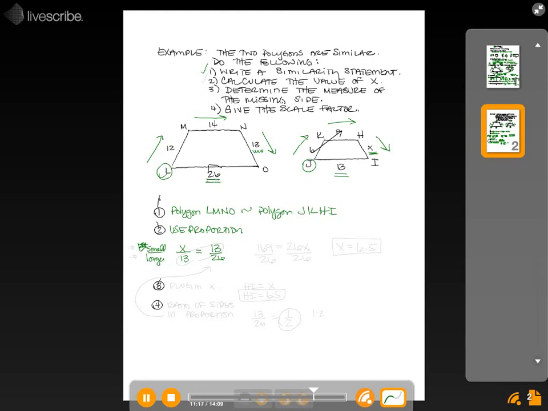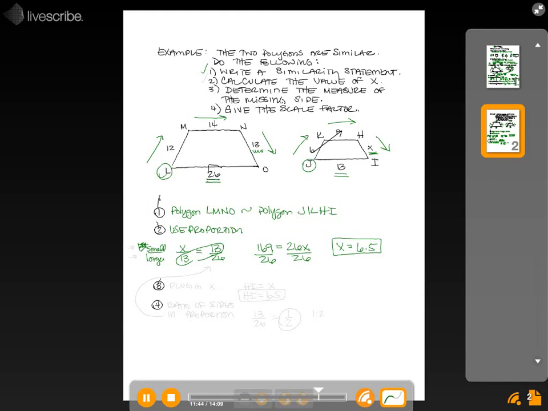And now we solve. We cross multiply. We get 13 times 13, which is 169, equals the other two, 26 times x is 26x. Going to divide both sides by 26. So x ends up being 6.5. All right, so there's the answer to our problem.